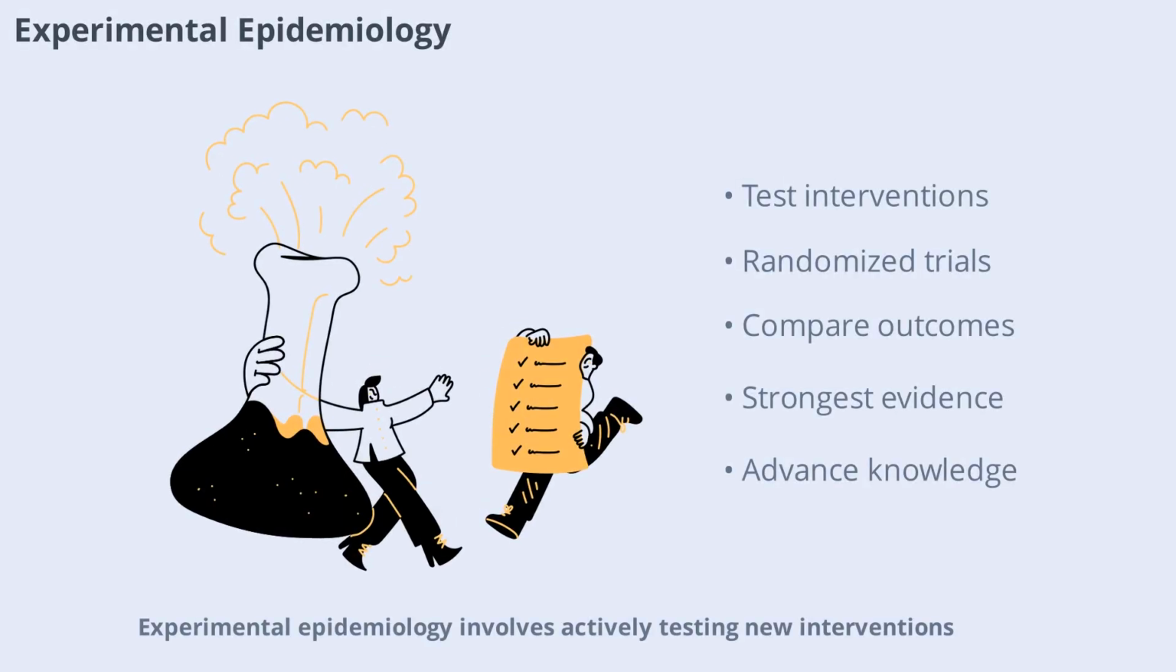Experimental epidemiology involves actively testing new interventions, such as vaccines or treatments, to see if they work. This is often done through randomized controlled trials, where participants are assigned to different groups to compare outcomes. These studies provide the strongest evidence for cause and effect, helping public health officials decide which strategies are most effective. Experimental epidemiology is essential for advancing medical knowledge and improving health outcomes.